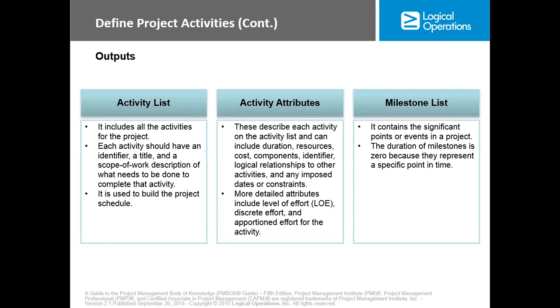Now, activity attributes describe each activity on the activity list and can include duration, resource, cost, components, identifiers, logical relationship to other activities, and any imposed date constraint. Now we have the milestone list. It contains a significant point or event in a project. The duration of a milestone is 0 because it represents a specific point in time.